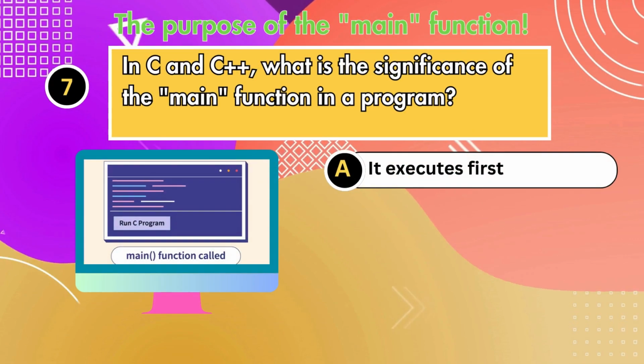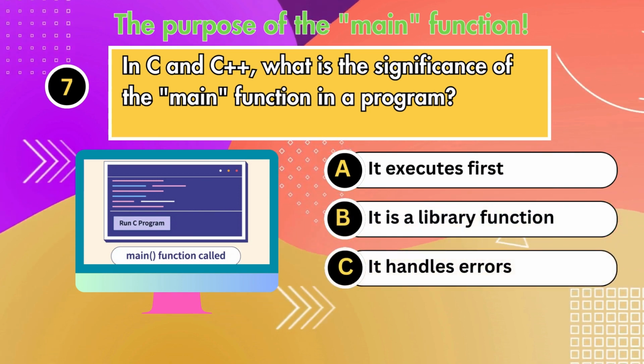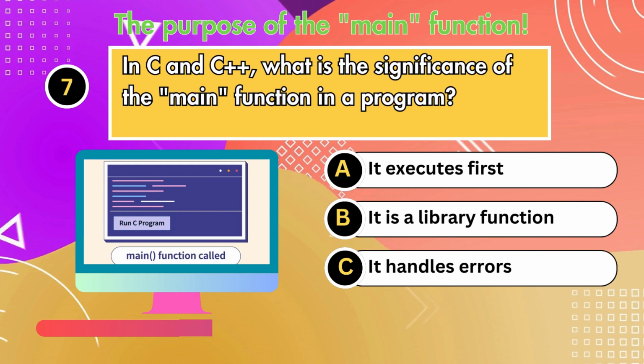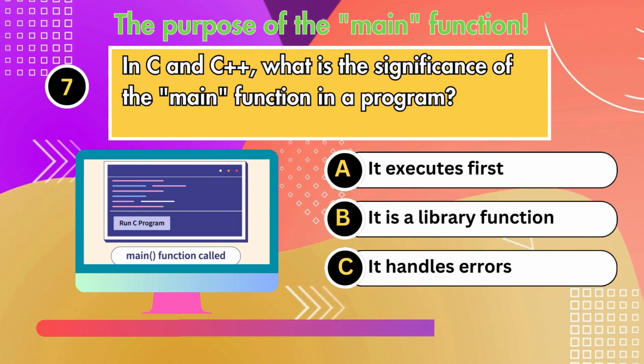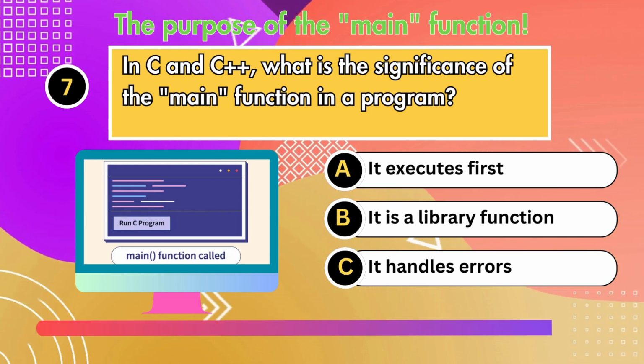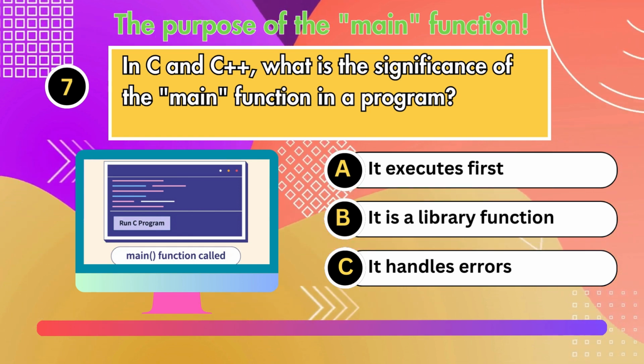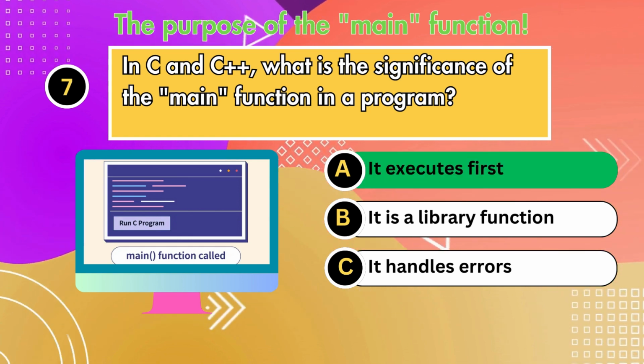In C and C++, what is the significance of the main function in a program? A. It executes first. B. It is a library function. C. It handles errors. Answer is it executes first.